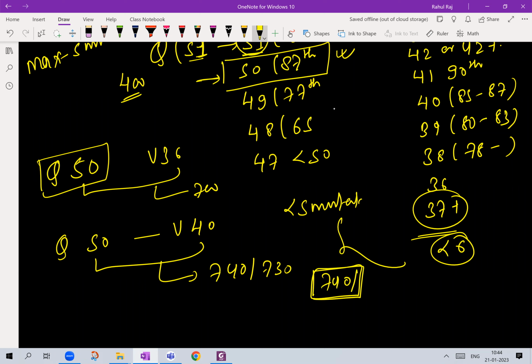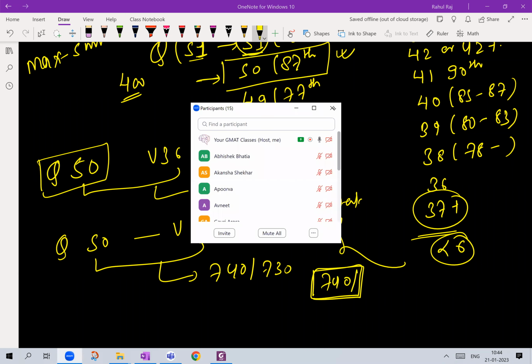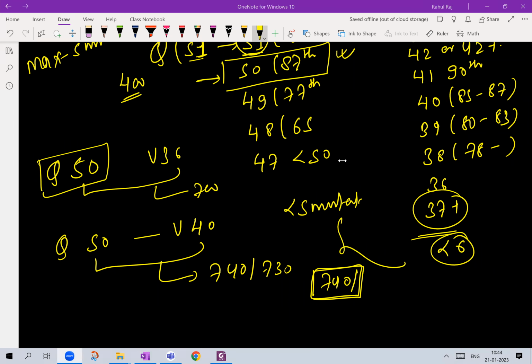Anyone, any doubt? Please tell me. Abhishek, Akansha, Apurva, all clear. Induja, Jay, Manan. Any problem, anyone, please tell me. Gauri, no, all clear. All good.